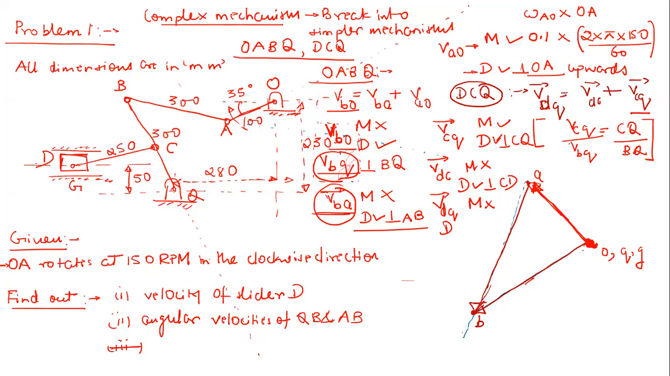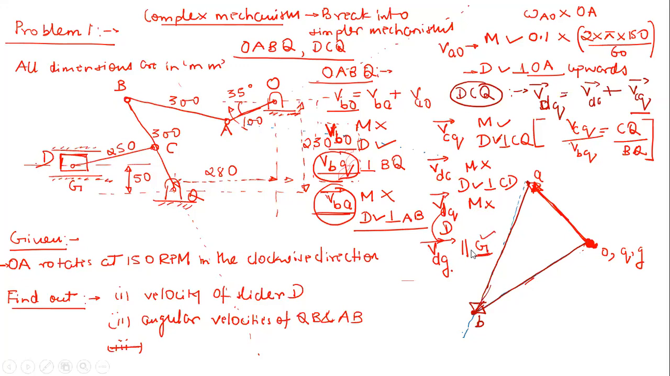So see here. In such situations, you have to always replace this VDQ vector by the vector which is easier to find out, right? Since this G and Q both are fixed points, we can simply replace this with velocity of DG vector, that is velocity of D with respect to G. And this direction is known, that velocity of D relative to G will always be parallel to G, correct? So now the direction is known.